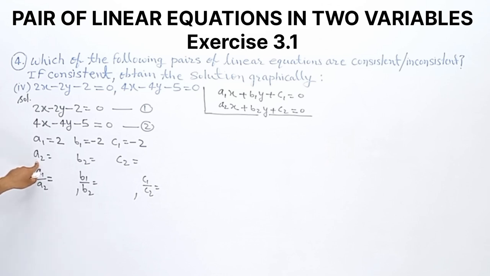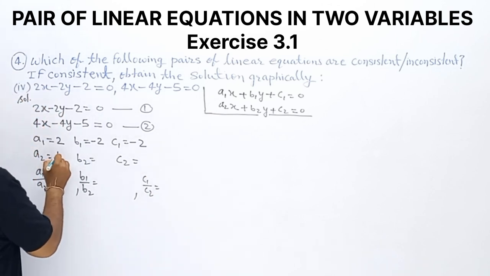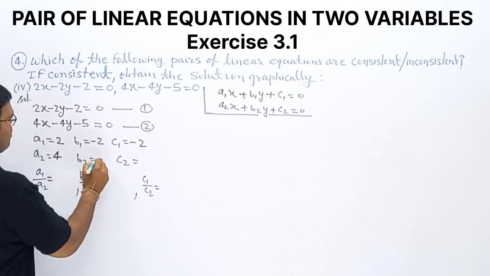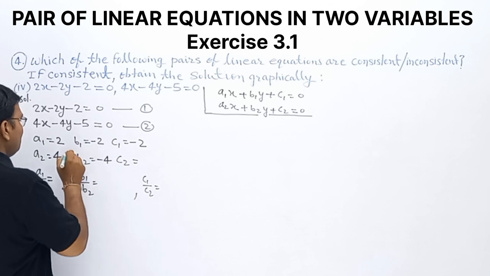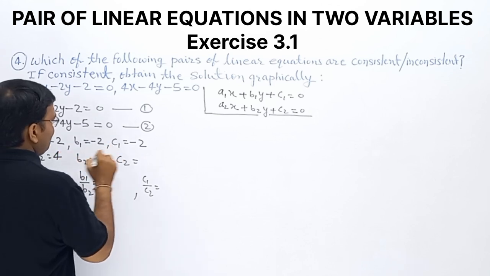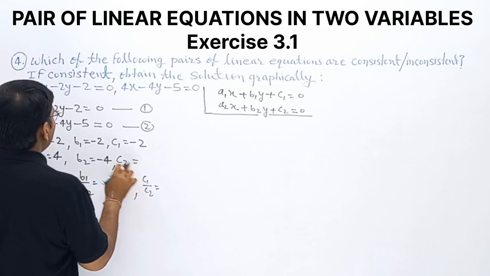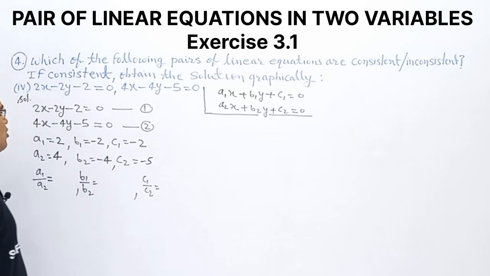Now what about a2, b2 and c2? We compare the second equation. a2 is the coefficient of x, which is 4. b2 is the coefficient of y, which is minus 4. And c2 is the constant term, minus 5. We obtained the coefficients a1, b1, c1, a2, b2, c2.